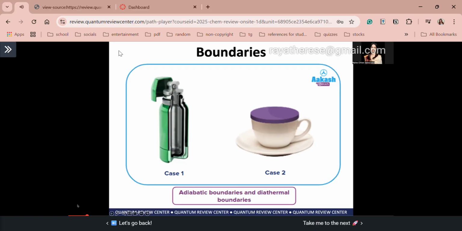Okay? So, example nito is yung wall ng thermos flask. It is an adiabatic boundary because it does not permit the transfer of heat. Meanwhile, a diathermal boundary, as shown in case 2, okay, it allows the exchange of heat between the system and the surroundings. Okay? For example, yung container ng mug na to. I hope that's clear, guys.